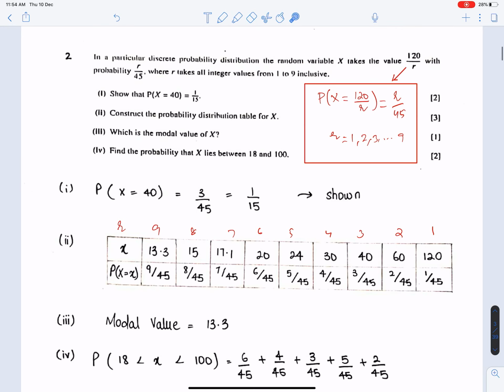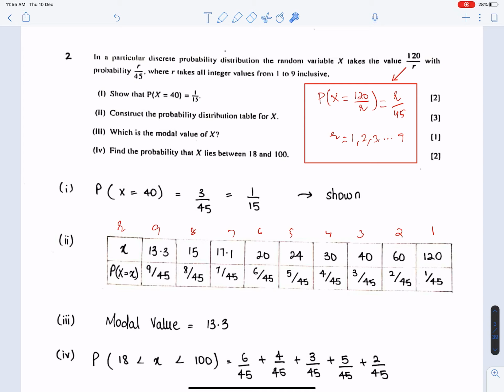Question number 2. In a particular discrete probability distribution, the random variable x takes the value 120 upon r with probability r upon 45. Now this means P(x = 120/r) = r/45. This statement means this equation, where r takes all integer values from 1 to 9 inclusive. Part 1, show that P(x = 40) is 1 upon 15.